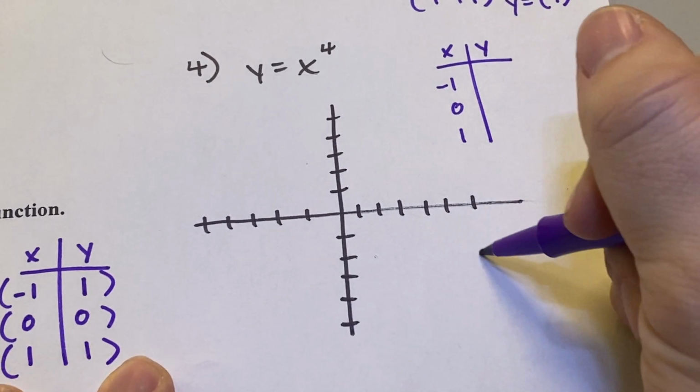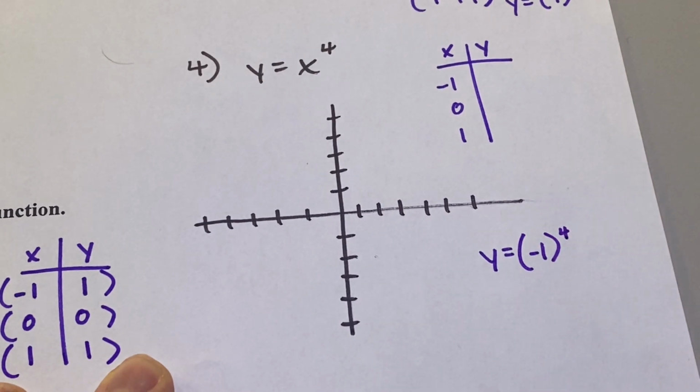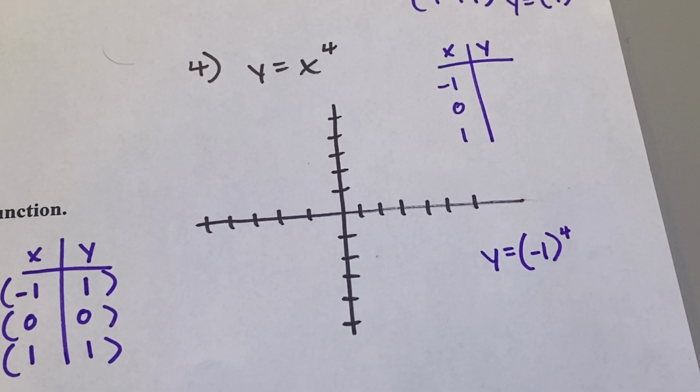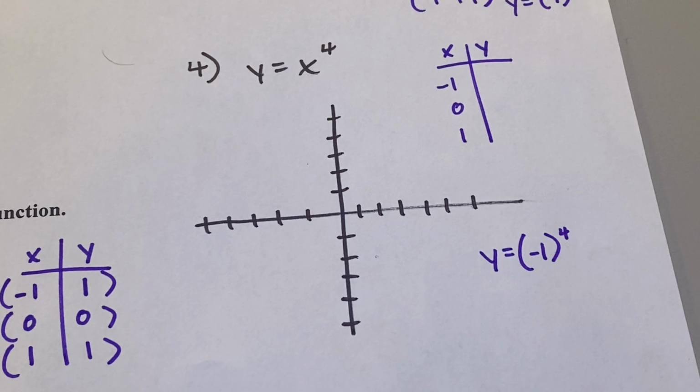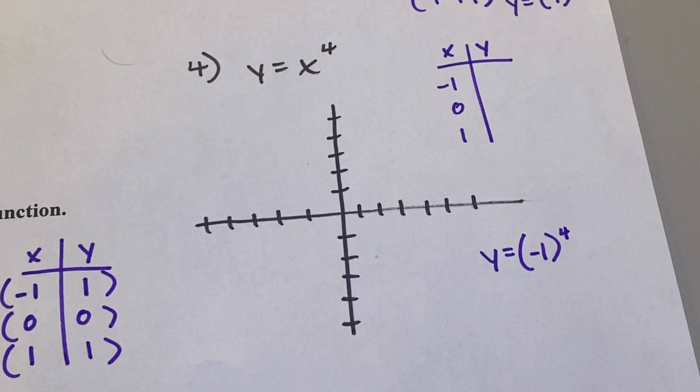So if I get y equals negative 1 to the 4th. What do you guys think? What is negative 1 to the 4th power? Let's do it together. Negative times a negative is a positive. Then times another negative, it's a negative. Then times another negative, it's a positive 1.